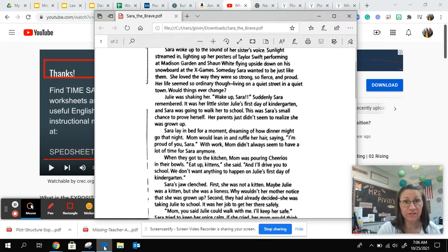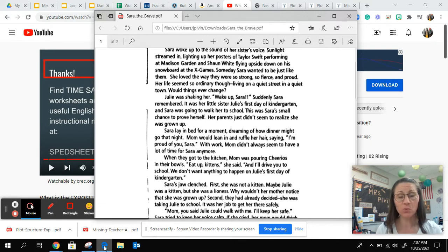Then she finds herself on the dangerous block. Fang is growling at her. She's having more internal conflict. Can I do this? I don't know. I could make it without my sister. And then she ends up making the decision to take her sister and run. And that's the turning point or the climax of the story.